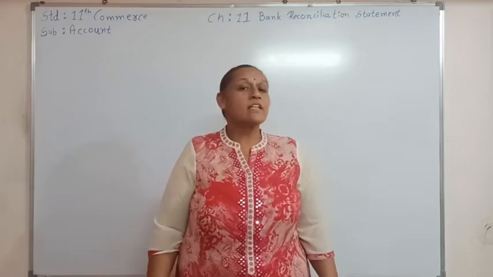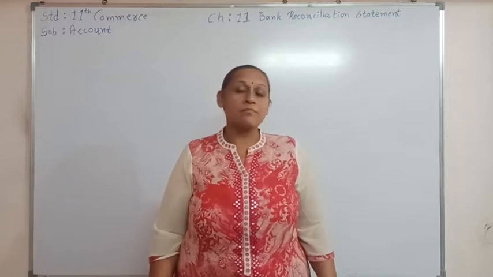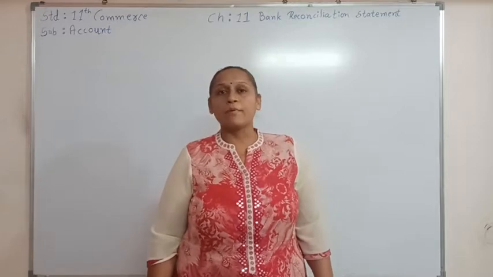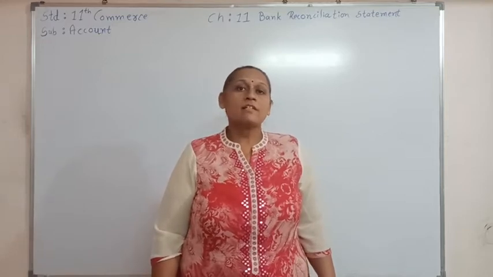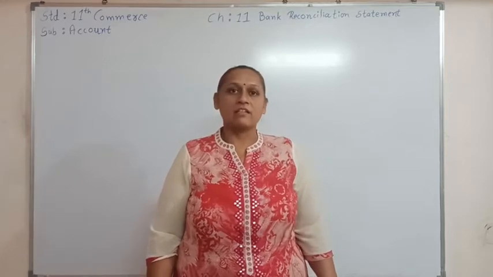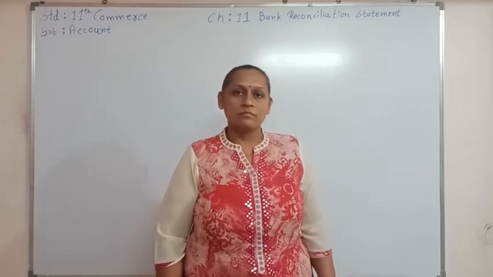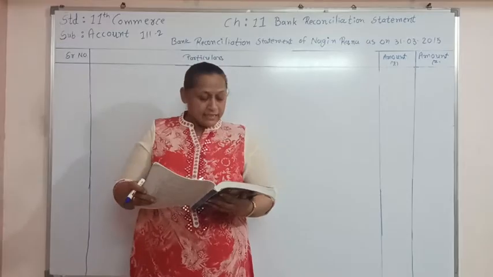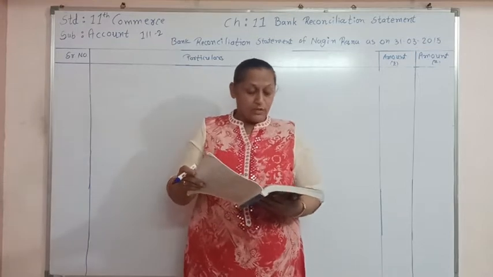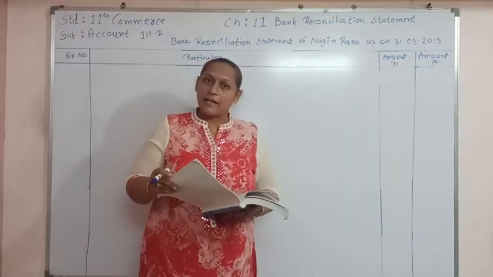Today we are going to see chapter number 11 of Standard 11 Commerce subject Accounts, and the name of the chapter is Bank Reconciliation Statement. Today again we will see one more sum of Adler's method. So let's see illustration number 2. Here we have to prepare the BRS as per Adler's method.